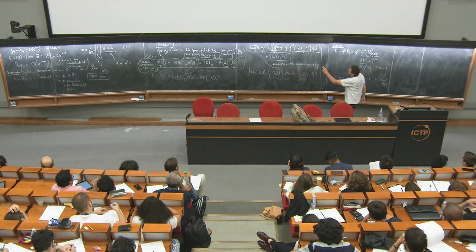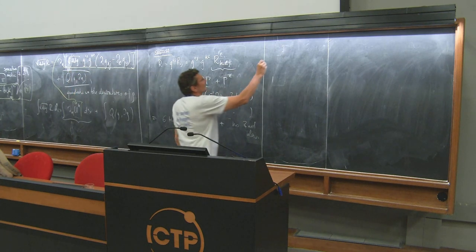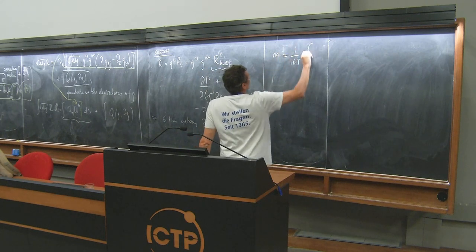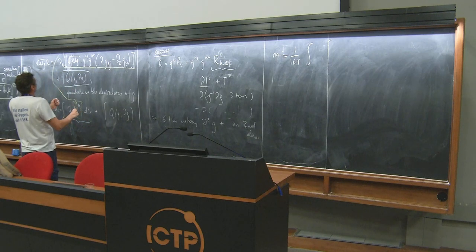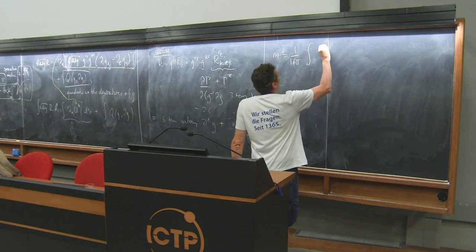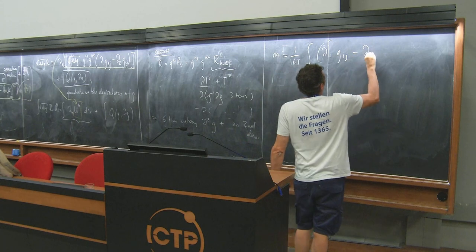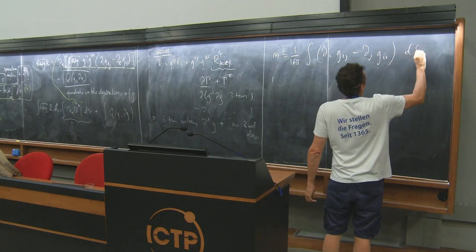Which is, you replace this by delta ij, and this by delta kl, right? And this by 1. So the ADM mass m is equal to 1 over 16 pi times the integral, and what's going to happen here? Well, let me write the formula: d_i g_ij minus d_j g_ii times dS_i.